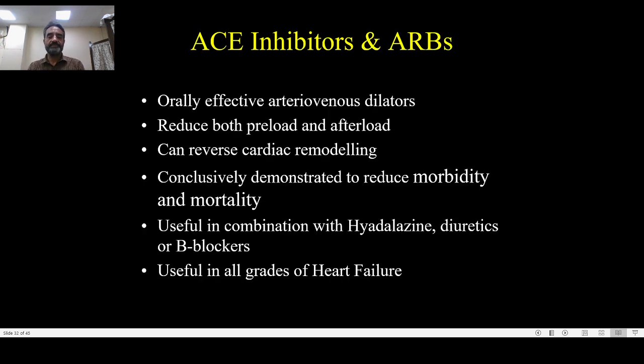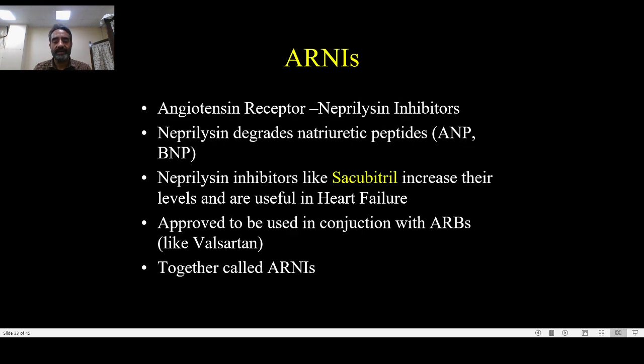ACE inhibitors and ARBs are orally effective arteriovenous dilators. They reduce both preload and afterload, can reverse cardiac remodeling, and are conclusively demonstrated to reduce morbidity as well as mortality. They are useful in combination with hydralazine, diuretics or beta blockers, and are useful in all grades of heart failure. They are the first line drugs being used for heart failure nowadays.